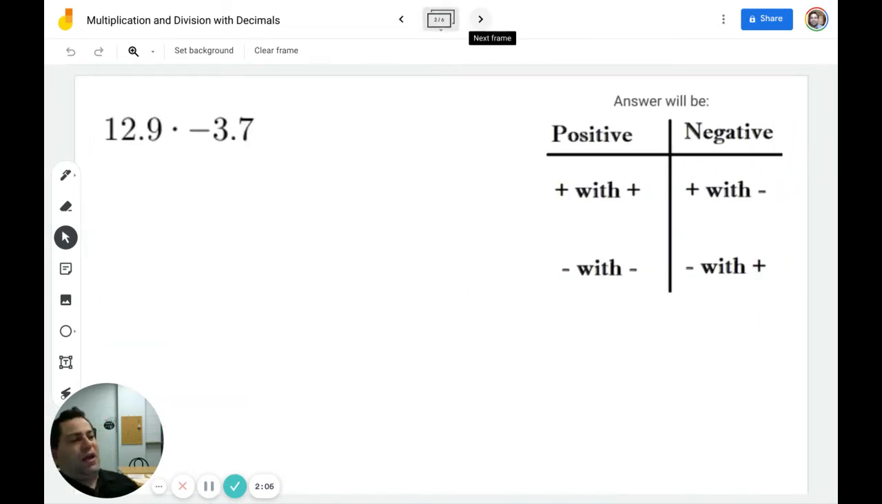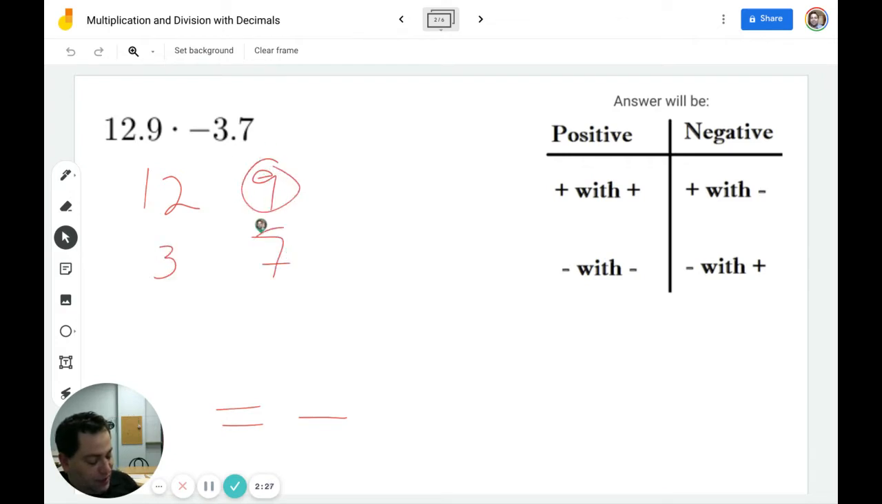In this problem, we have 12.9 times negative 3.7. Well, I know a negative times a positive is going to be a negative. Now I'm going to treat this problem like 129 times 37. So I have 12, 9, 3, 7. I start by doing 9 times 7. That's going to be 63.